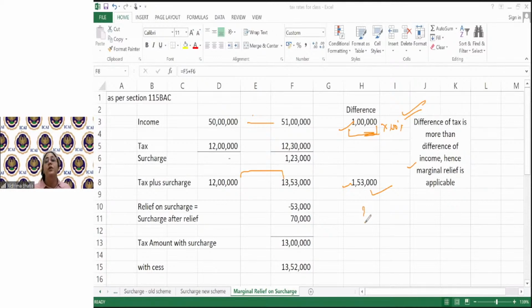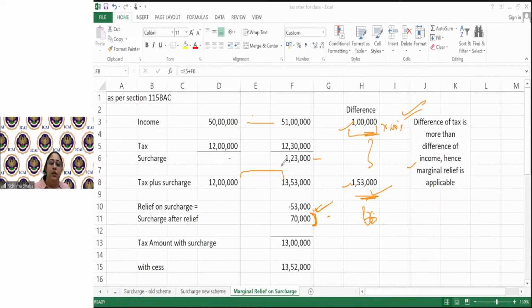Now the question comes, what would be the relief amount? The relief amount would be the difference, which is 53,000. ये relief किस पे मिल रहा है? Surcharge पे. So the relief on surcharge would be 53,000. Why? Because the amount which is more than 100% of the increase in income would be the relief. Even if you tax 100% of the increase in income, still the tax is more. So whatever is the excess amount is the relief on surcharge. So ये surcharge में से कम हो जाएगा 123 minus 53. The new surcharge would be 70,000.